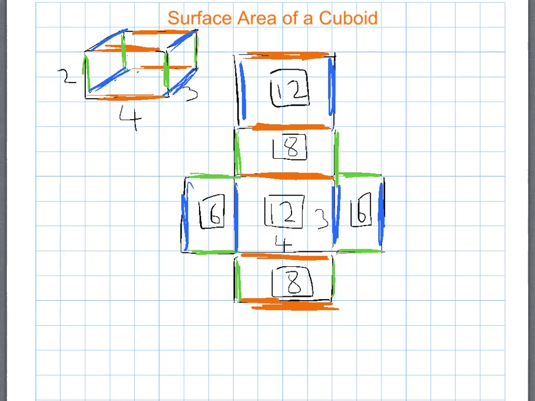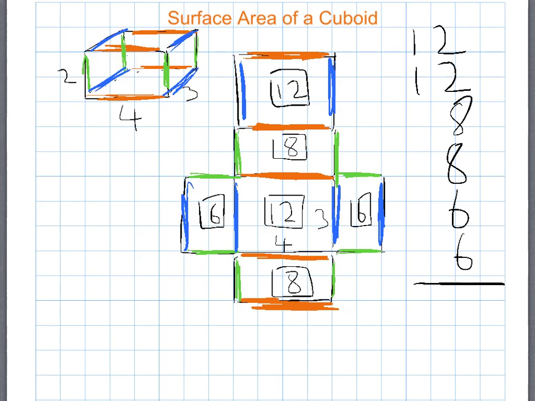So if I want to find the total surface area, I need to add them up. So I'm going to have 12 plus 12 plus 8 plus 8 plus 6 plus 6. If I add those together, I get 52. So if this was in centimetres, my total surface area would be 52 centimetres squared.